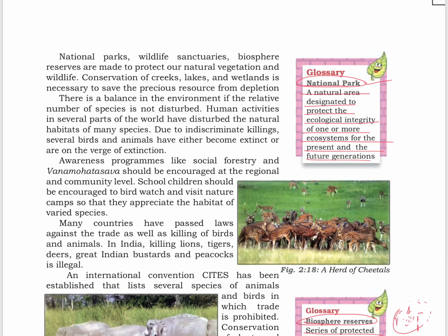So, for conservation we are doing national parks, wildlife sanctuaries, biosphere reserves which are made to protect our natural vegetation and wildlife. Conservation of creeks, lakes and wetlands is also necessary to save the precious resources from depletion. Awareness programs like social forestry and Van Mahotsava should be encouraged at the regional and community level.